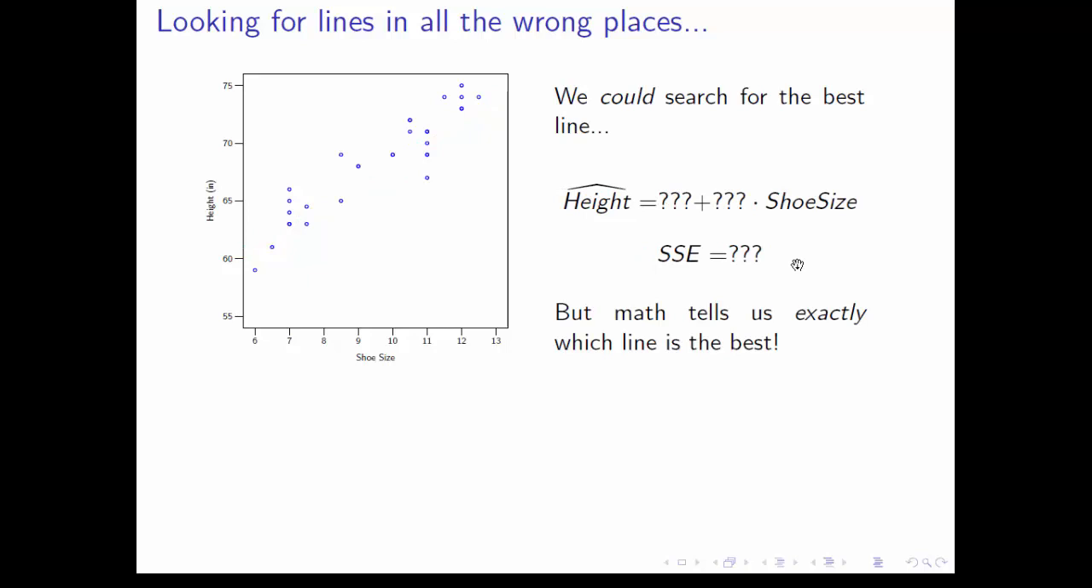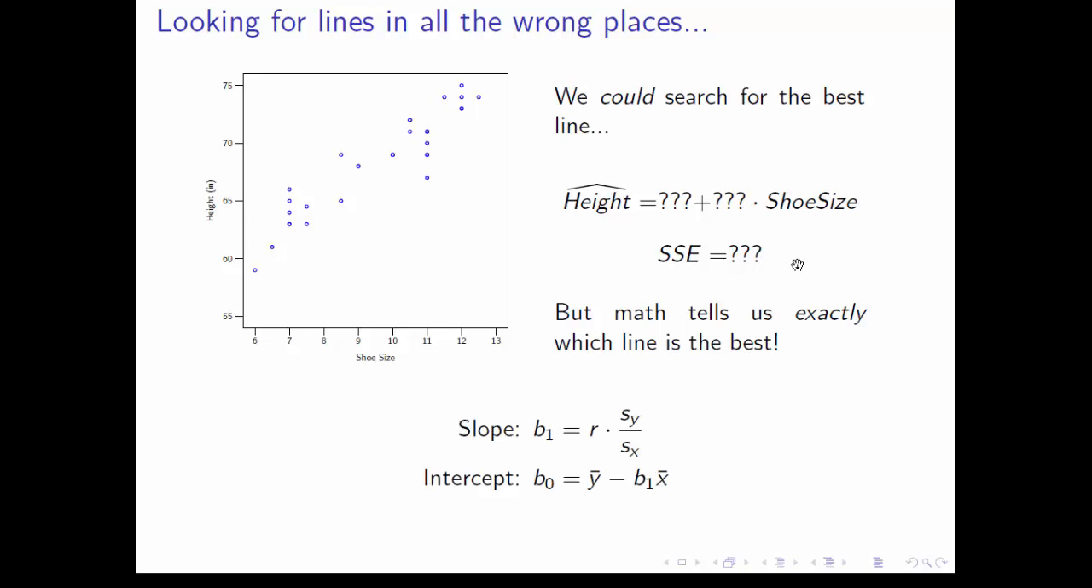Trying every possible slope and intercept, and trying to find the one with the smallest SSE. But it turns out that I don't have to do that. With a little bit of math, which is more complicated than we want to get into, we can actually find the line that has the smallest SSE without doing a whole lot of work. So what is that?